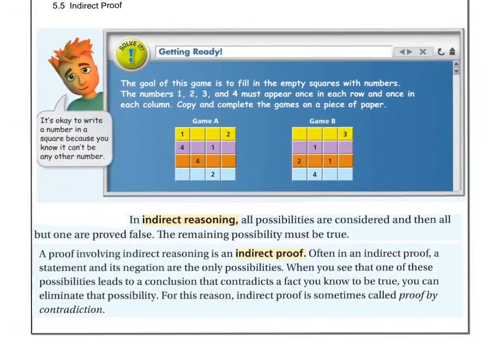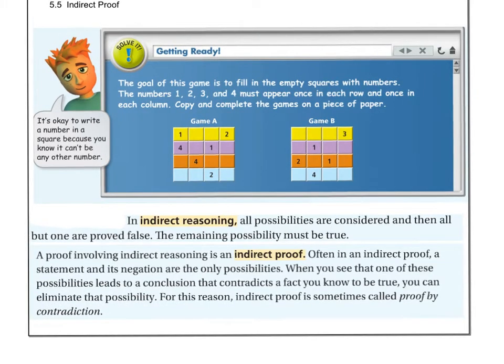The goal of this game is to fill in the empty squares with numbers. The numbers 1, 2, 3, and 4 must appear once in each row and once in each column. Copy and complete the games on a piece of paper. So we can actually do them right here, or you can copy them and do them on a piece of paper. But this just uses indirect reasoning, right? In indirect reasoning, all possibilities are considered, and then all but one are proven false.